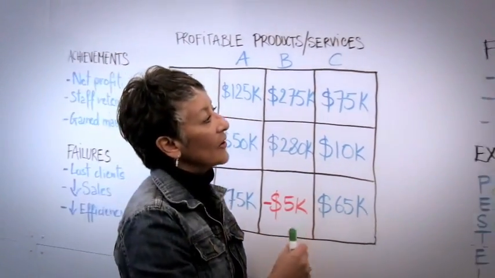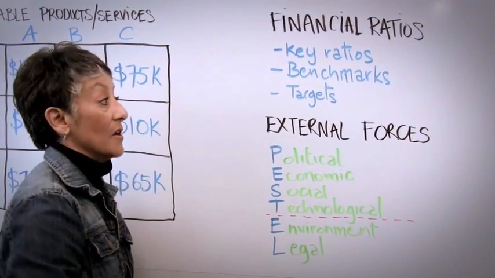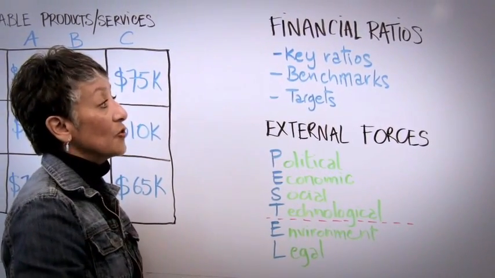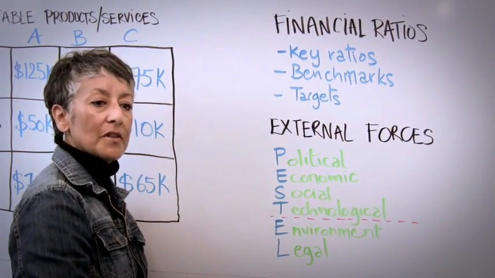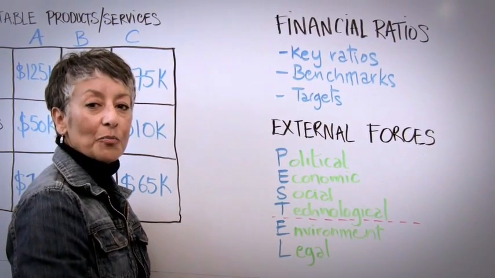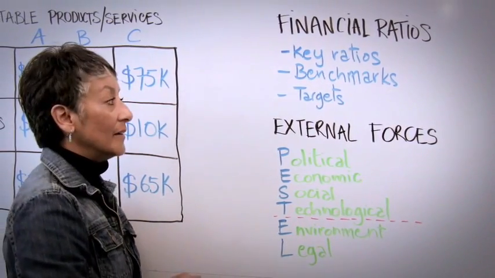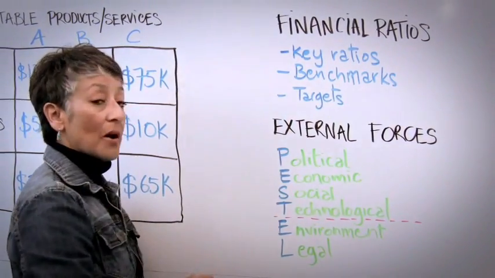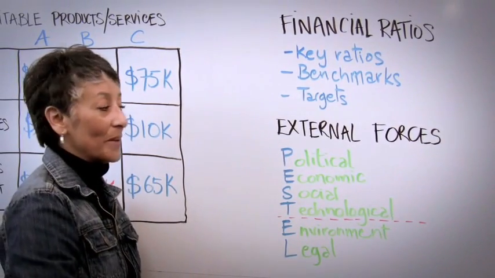So then the other area that I want you to look at are evaluating your financial performance areas. So let's look at financial ratios. Financial ratios is an excellent way to determine the dynamics of your financial performance. So identify the key ratios that you need to track. I want you to develop some benchmarks and some targets that we can shoot for in our financial performance.